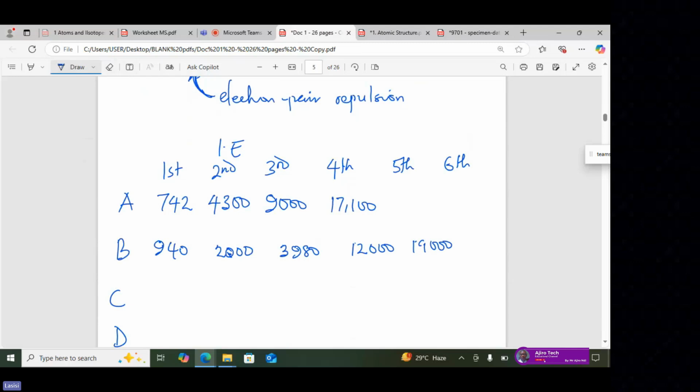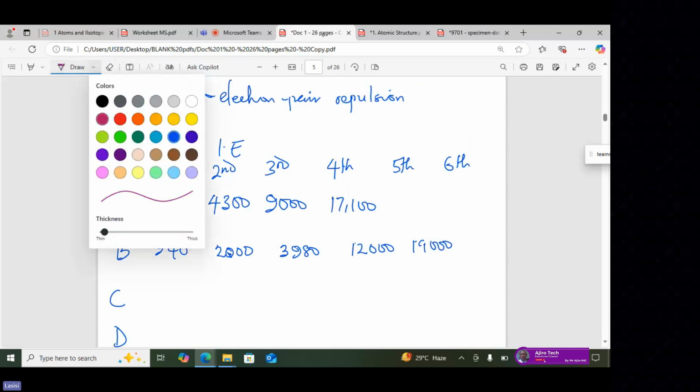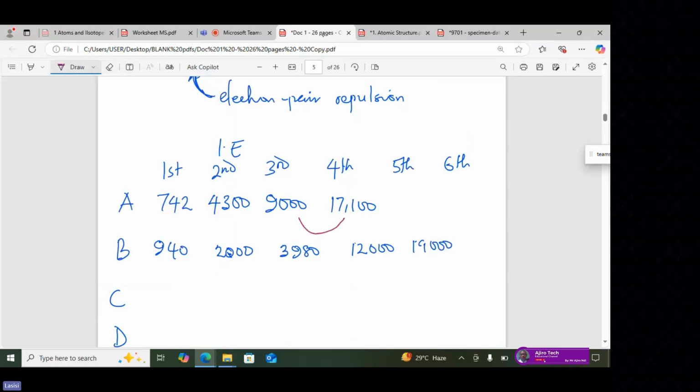A big jump for A. Where does the big jump occur? The big jump is between the third and the fourth, meaning that that's now another shell. They're removing an electron from another shell. How many times? Let me calculate. It's 17, less than 2 times. Here it's about 2 times also. What about here?